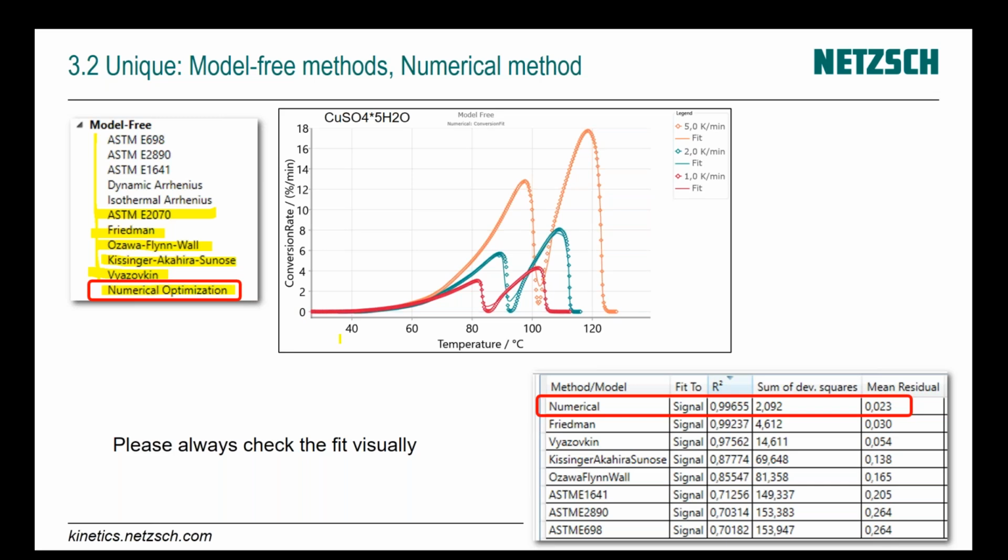Numerical optimization is the method which finds the activation energy and pre-exponential factor through the best numerical fit between experimental data and simulated data. On this picture, we have copper sulfate. Points are experiment, lines are simulation, and numerical optimization gives the best fit to the experiment. Its sum of deviation squares is only 2. Friedman is a little bit higher, Vyazovkin a little bit higher, and all other methods are really high. That was the first unique feature.